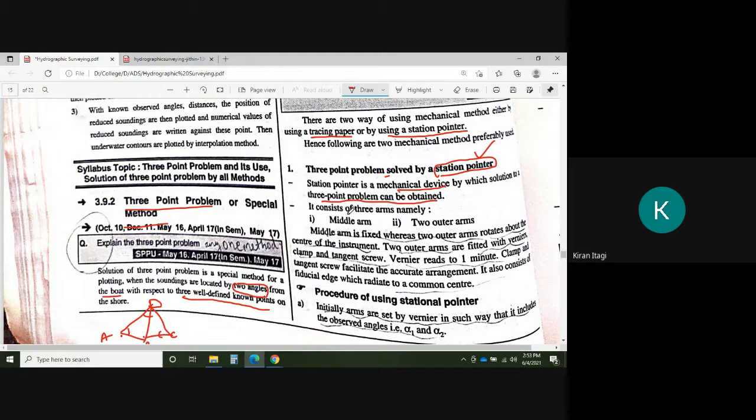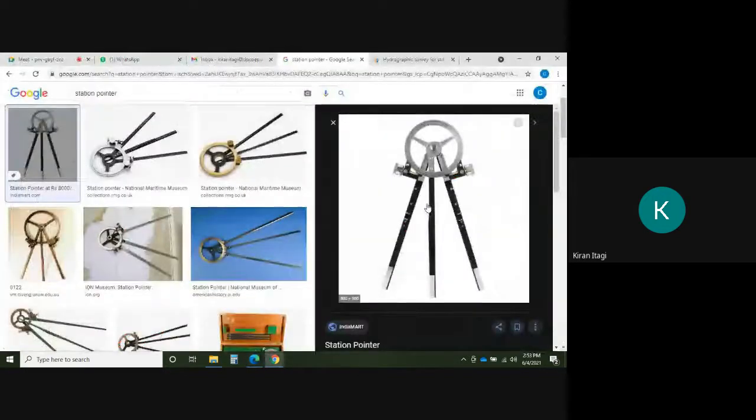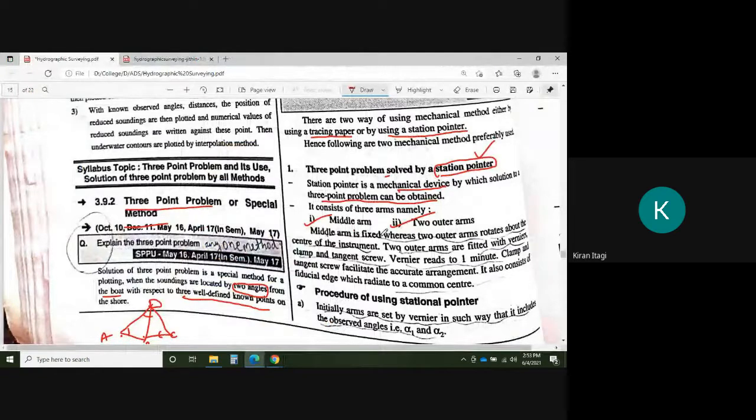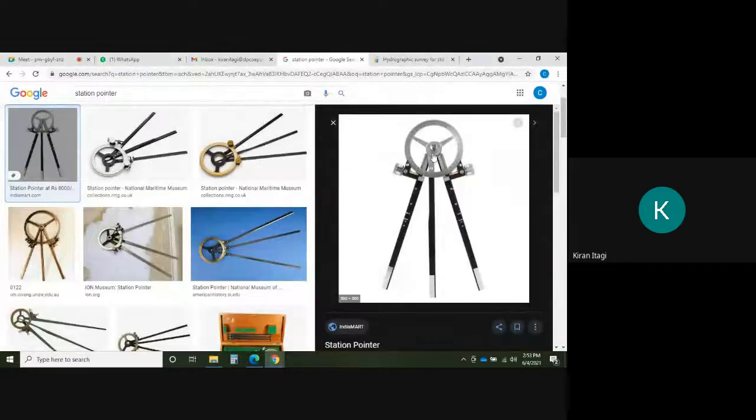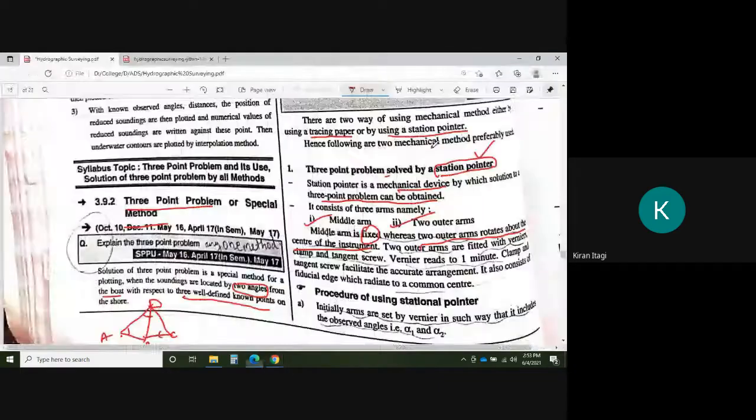It mainly consists of 3 arms: one middle arm and 2 outer arms. If you see the figure once again, this is the middle arm and these 2 are the outer arms. Remember, the middle arm is fixed, whereas the 2 outer arms rotate about the center of the instrument. Here we can see these 2 are attached to the center. They can be moved, and their connecting point is at the center.